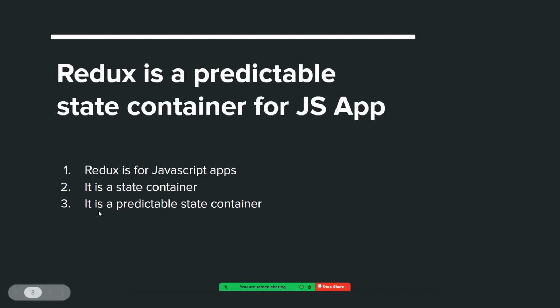The third part says that it is a predictable state container. So why do we call it a predictable state container? Because we can modify the state of your app, and we can keep track of the previous state of the app.